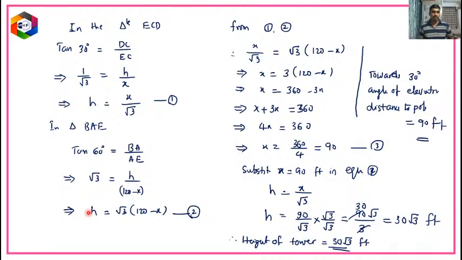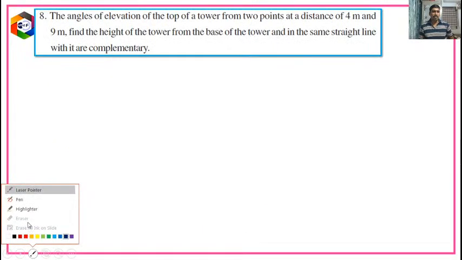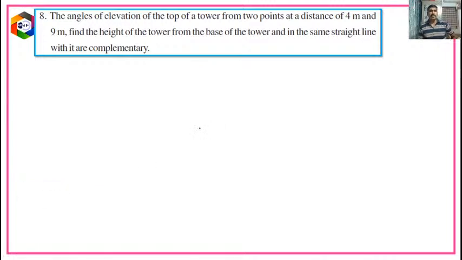Okay, so this is the next question. Yes children, let us read out the question. The angle of elevation of the top of a tower from two points at distances of 4 meters and 9 meters from the base of the tower and in the same straight line with it are complementary. Find the height of the tower.